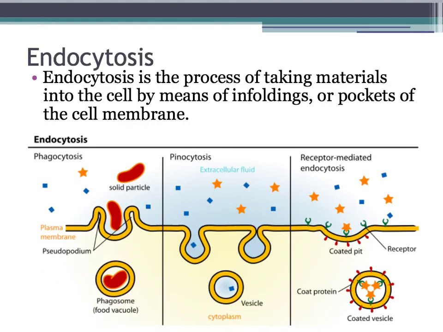So this one, endocytosis. Endocytosis is the process of taking materials into the cell by means of infolding or pockets in the cell membrane. This little diagram here kind of walks us through. And remember, with endo, we want things entering the cell. There's got to be a way that we can get materials, molecules, into the cell, even though the concentration doesn't match what diffusion should be.